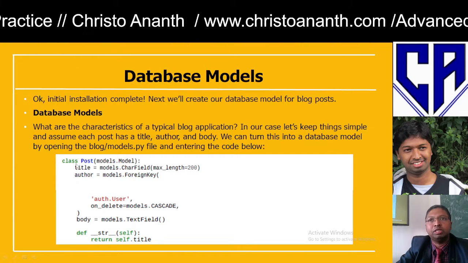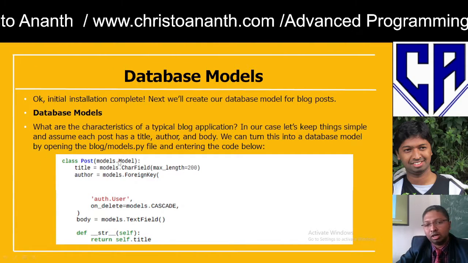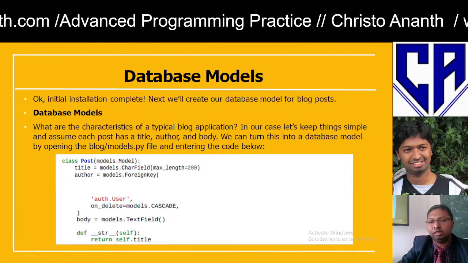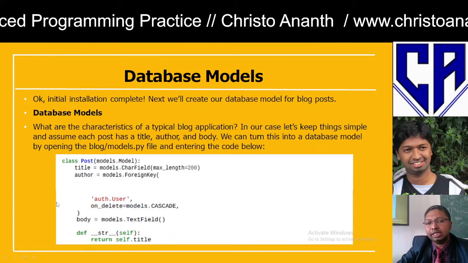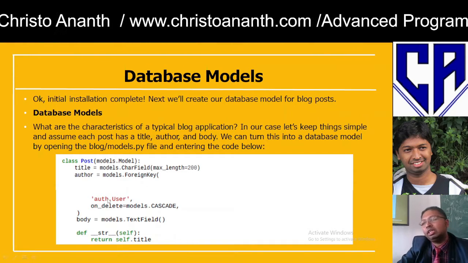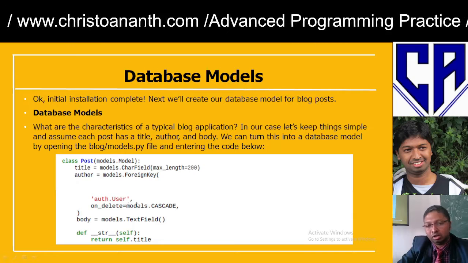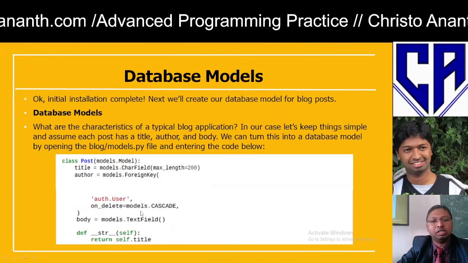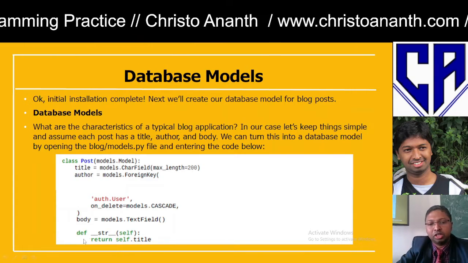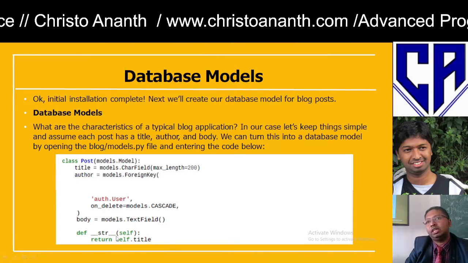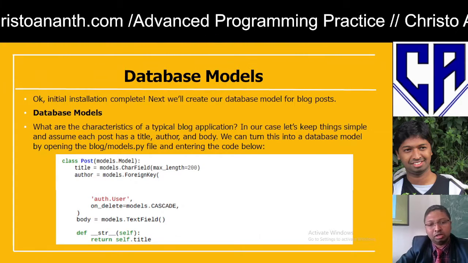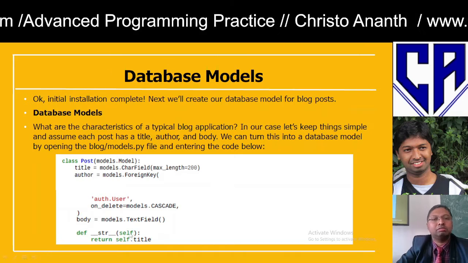For creation of the database models, you can go with class Post, the model, and the title you set with the character field. The maximum length you can choose to be 200, just like the previous case. And then here there is another modification: the author equal to models.ForeignKey. You are giving the authenticated user, so that's the reason for auth.User. Then on_delete is models.CASCADE, and the body is models.TextField. Just like the message board app, we define __str__, the same thing remains: return self.title.